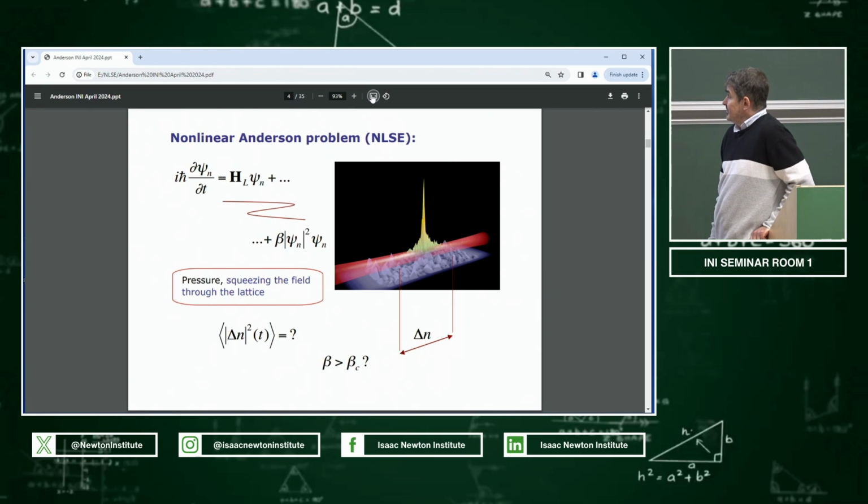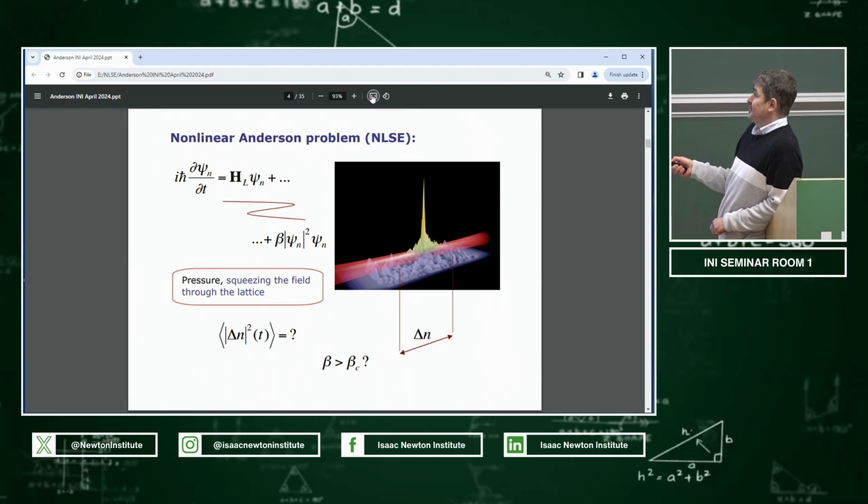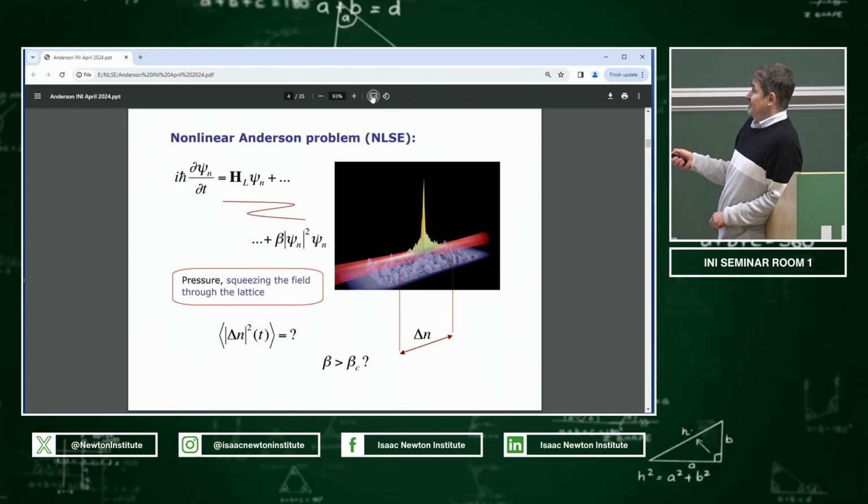Now you are trying to make things nonlinear. So what does it mean? You supplement this Hamiltonian with a nonlinear term. In the simplest form, you write just beta psi squared psi. So this is just a small, weak nonlinearity.